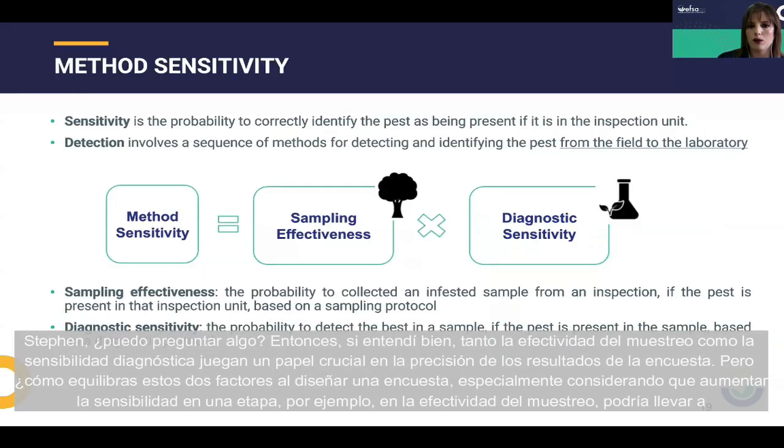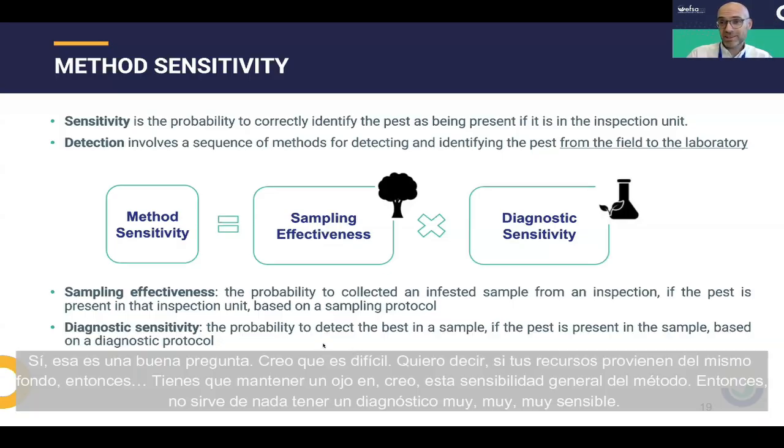Stephen, can I ask something? If I understood well, both sampling effectiveness and diagnostic sensitivity play a crucial role in the accuracy of survey results. But how do you balance these two factors when designing a survey, especially considering that increasing sensitivity in one stage, for example in the sampling effectiveness, might lead to trade-offs in the diagnostic performance or resource expenditure at other stages?